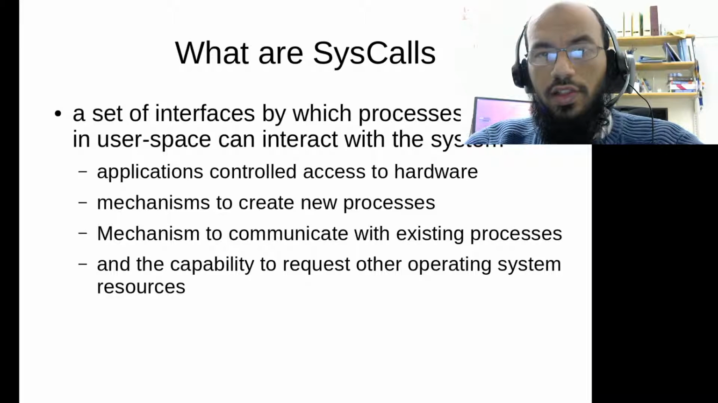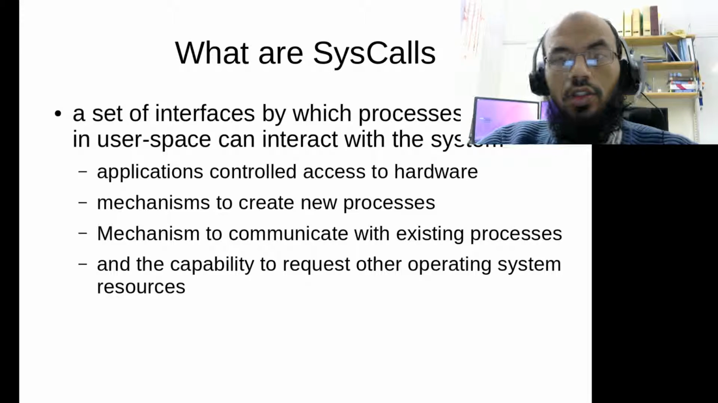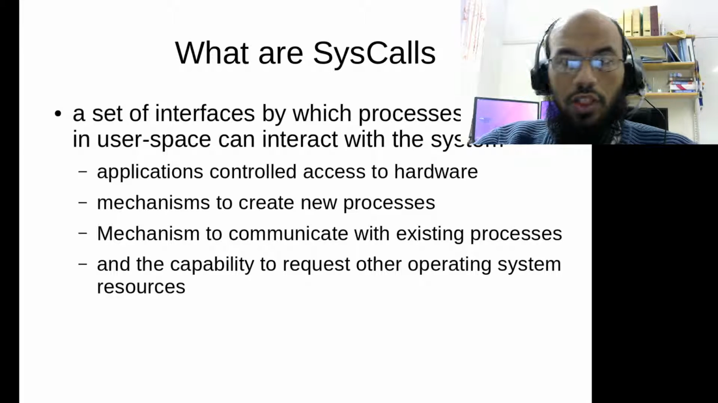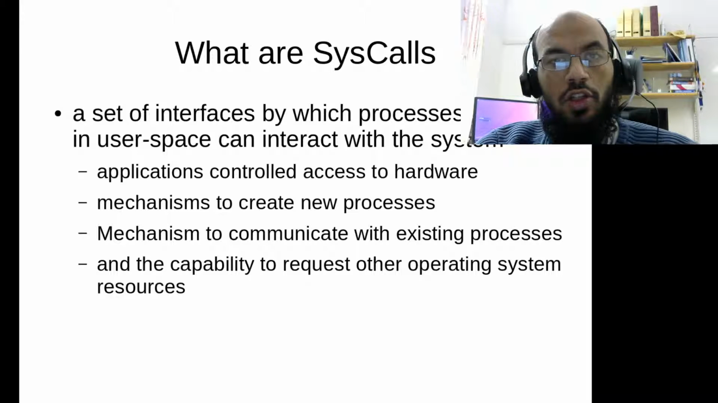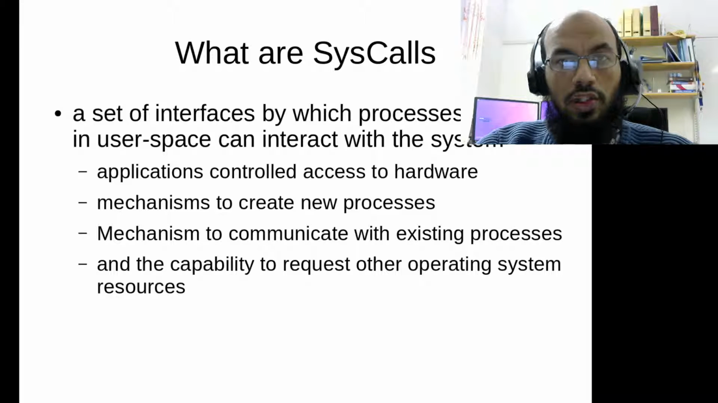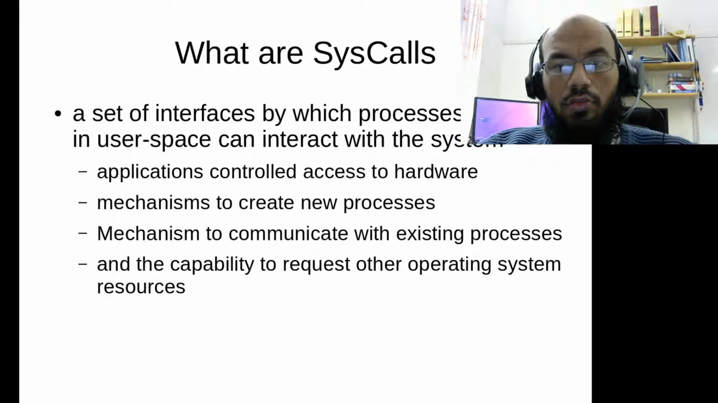These are basically a set of interfaces by which the process can go from user space to interacting with the kernel or kernel functionality. It is used for controlling the hardware, for example, creating new processes and communication between different processes that exist. They might not even be sharing the same parent, but they might just need some communication and some other services from the operating system, for example, reading from disk, writing to disk, getting more memory, releasing some memory, and these things.